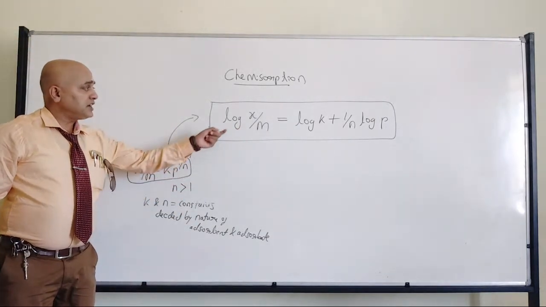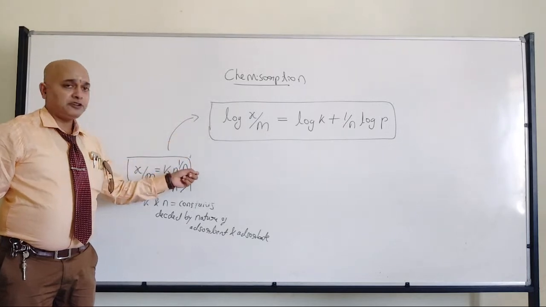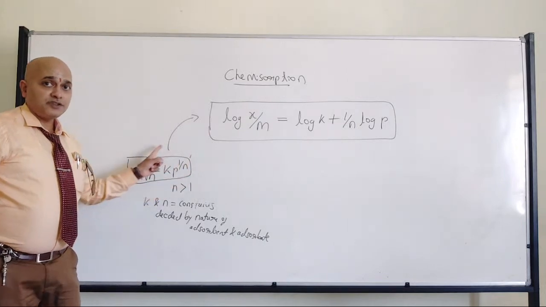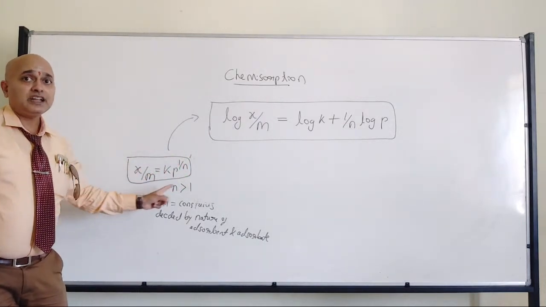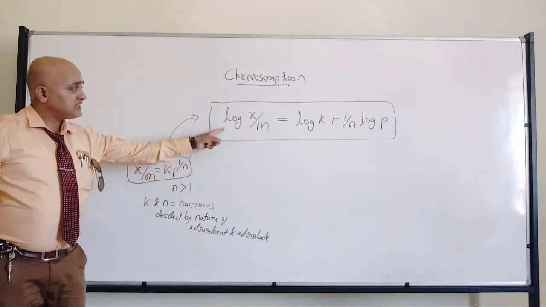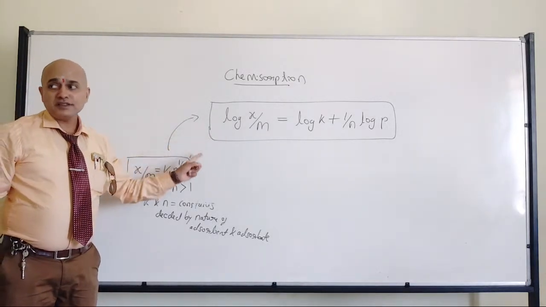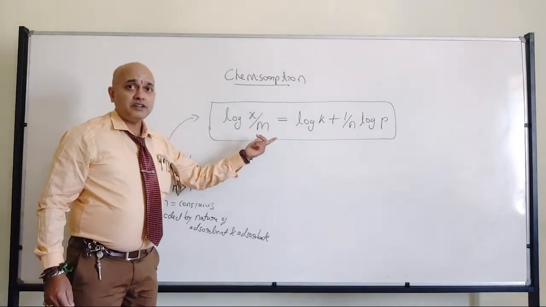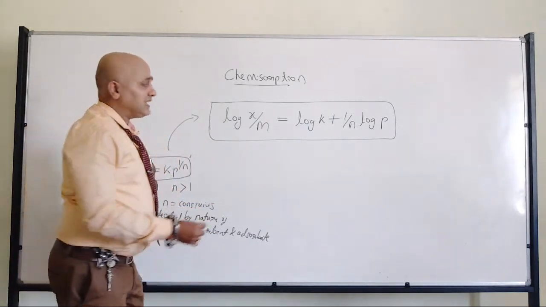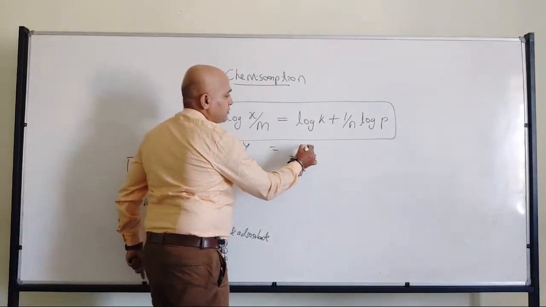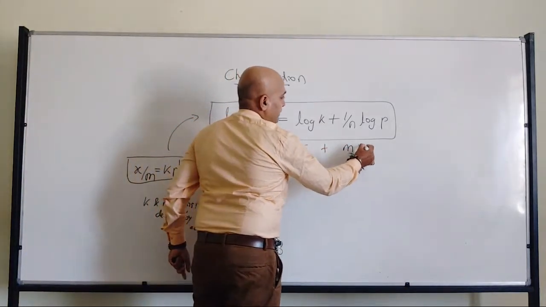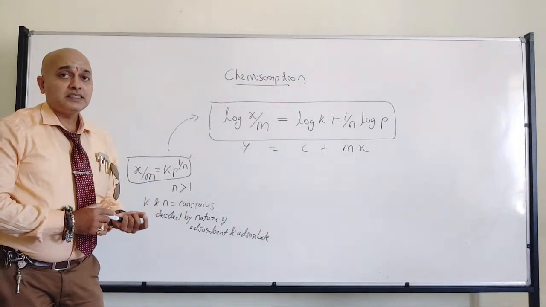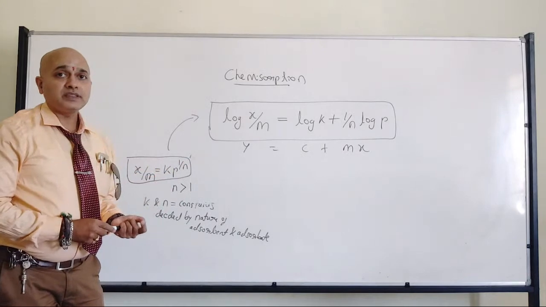Now, what is the advantage of this equation compared to this? Although it is derived from here only. This is the Freundlich adsorption isotherm equation, derived from the same. So what is the difference between these two? It's a straight line. Y is equal to, very good. It's going to give the straight line because it's a straight line equation, y is equal to c plus mx. Now we are going to get the straight line.